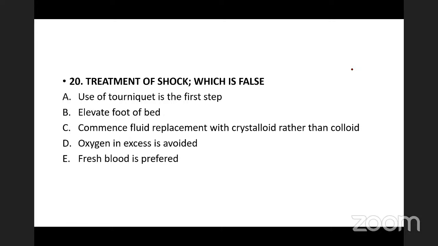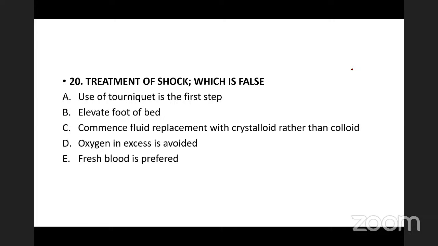Treatment of shock, which is false? Use of tourniquet is the first step. That is false, because you have to secure intravenous access and commence IV fluid. You elevate the foot of the bed. Yes, this increases cardiac output by 20%. Commence fluid replacement with crystalloid rather than colloid. Yes, you use crystalloid in the initial resuscitation.